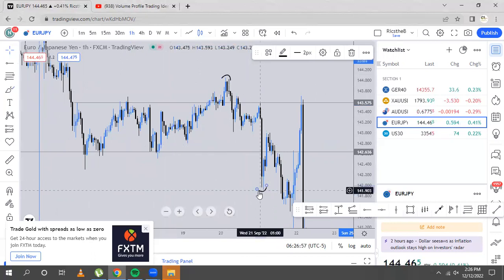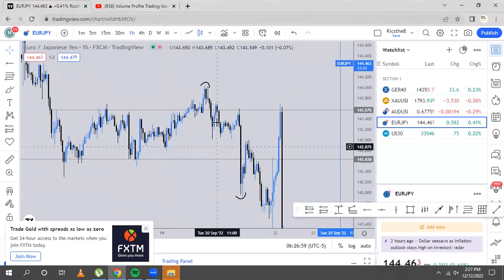So we'll call this point A, then we'll call this point B. And if we look closely, we had this push, then of course we had this mini structure break, then again price kept on pushing to the downside.